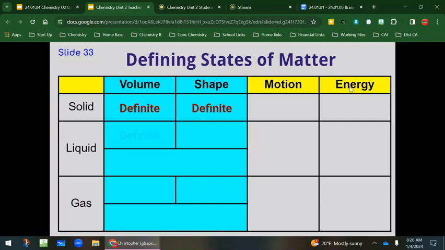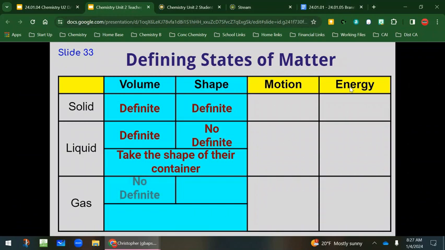Liquids have a definite volume, but no definite shape. That means they take up a certain amount of space, but liquids will do what? Fit their container. They will take the shape of their container. They will deform, they will move, all of those things, but more importantly, they will take the shape of their container. Okay? Gases have no definite shape and no definite volume.